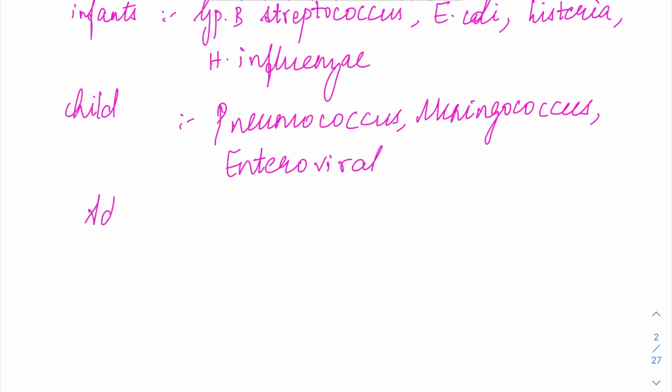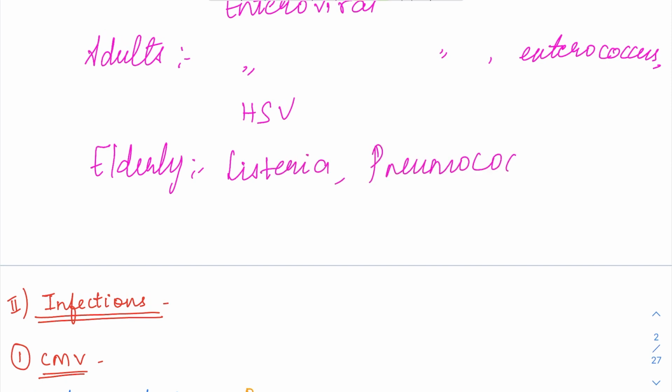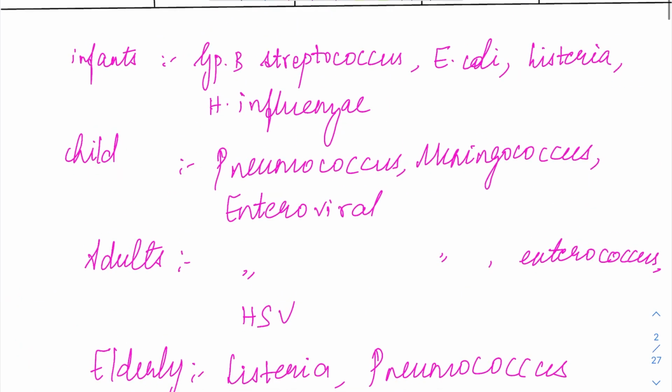In adults also, the same kind of infections will be there: pneumococcal, meningococcal, enterovirus. Apart from that, you can also have herpes simplex virus, so HSV infections can also be seen. In the elderly age group, it again comes back to Listeria monocytogenes, then pneumococcal infections. You will be reading about this in micro as well. So just remember, the organisms vary with the age group of the patient also.